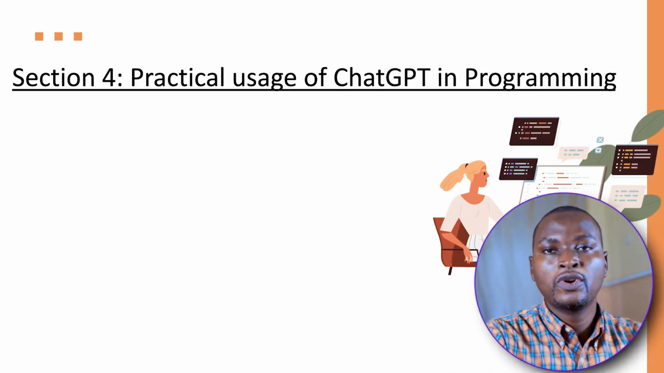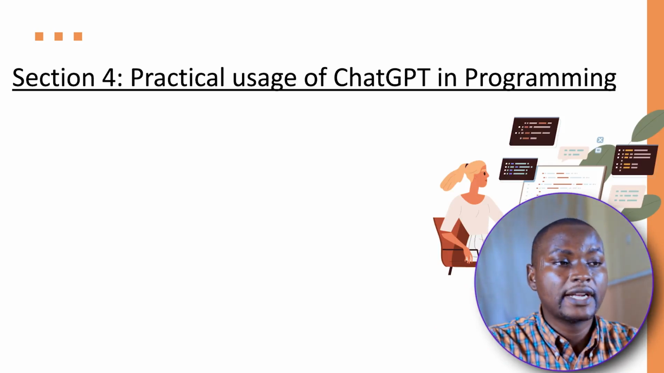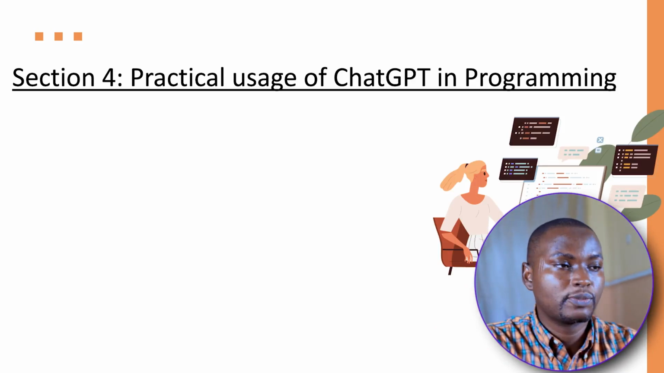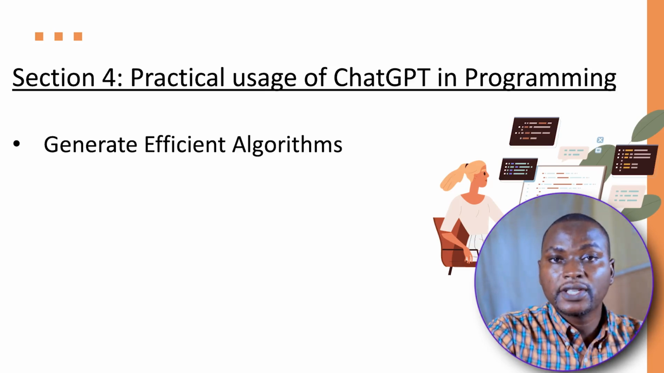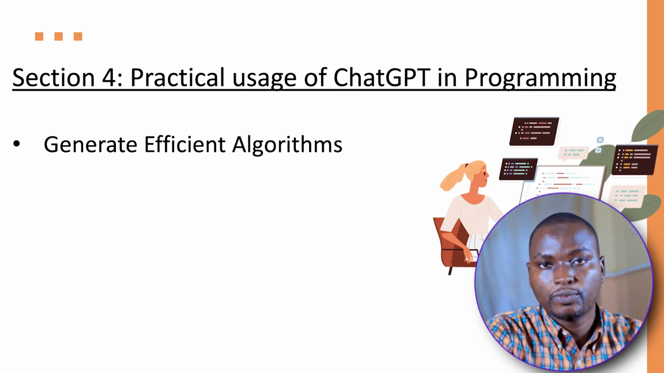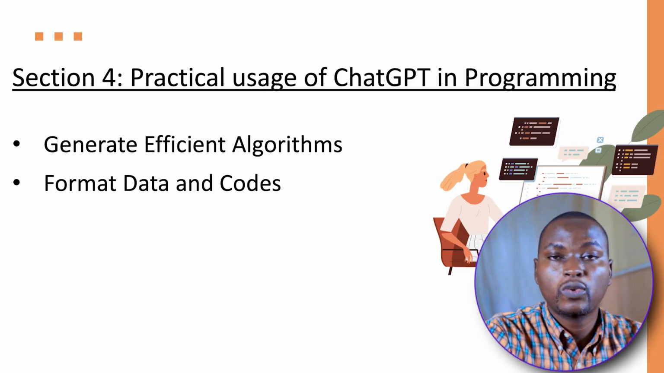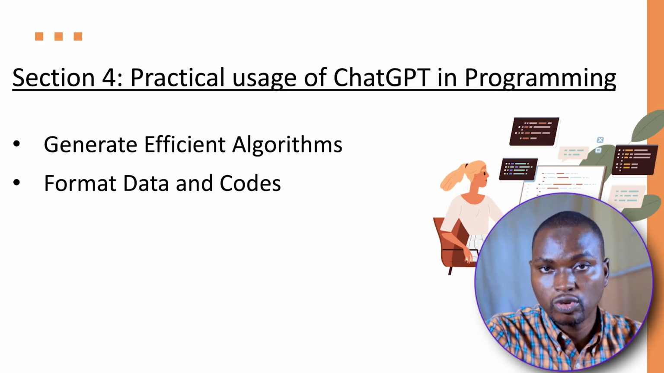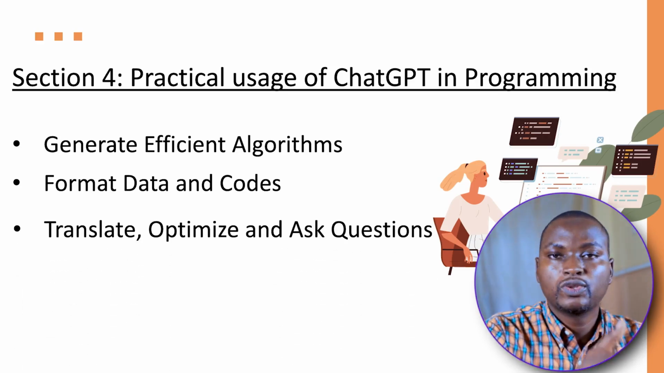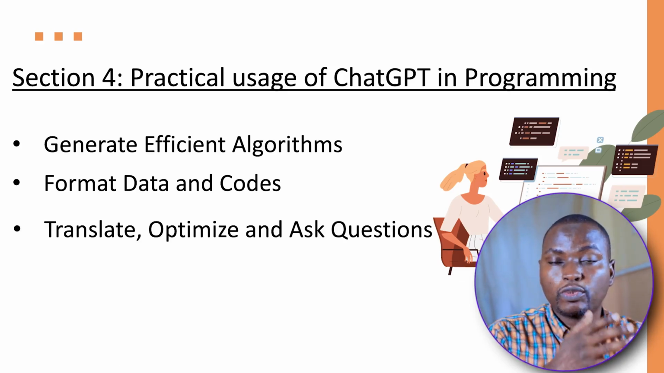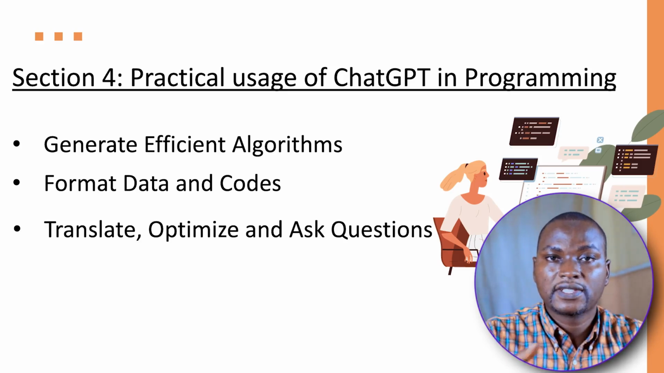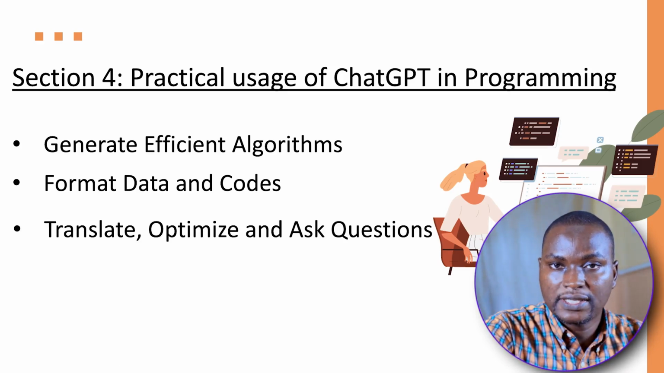And then in section 4, which is going to be fully practical usage of ChatGPT in computer programming, we're going to look at how we can use ChatGPT to generate efficient algorithms for your own programming. And then how we can use it to format data and code, and how to use it to translate a given code written in one language, for example Python, and convert it to JavaScript with this very tool.